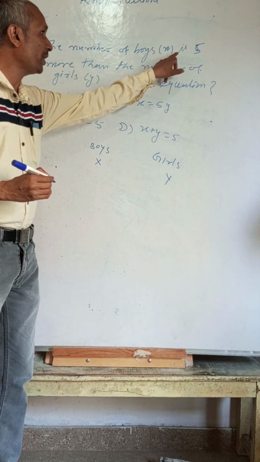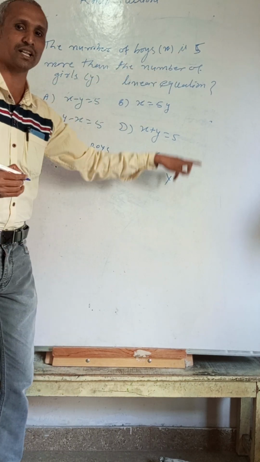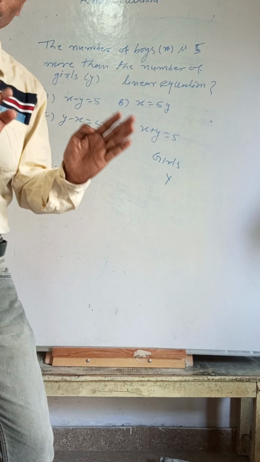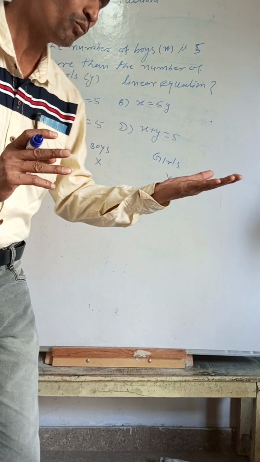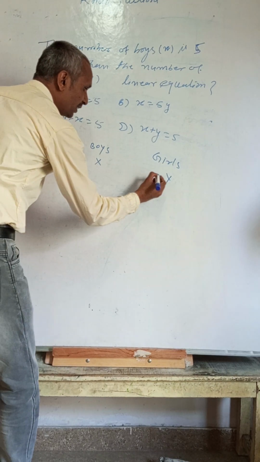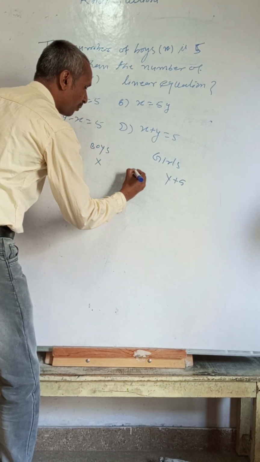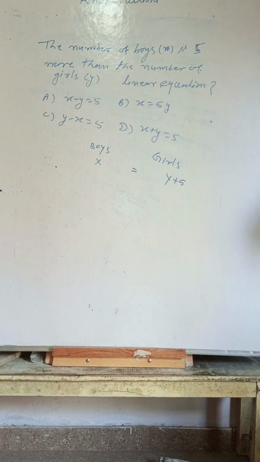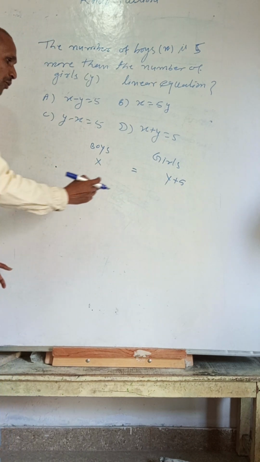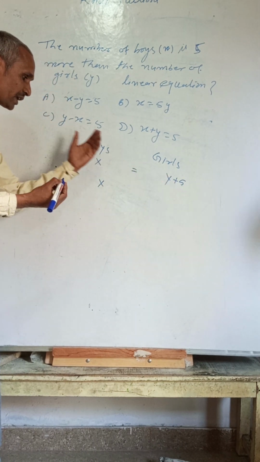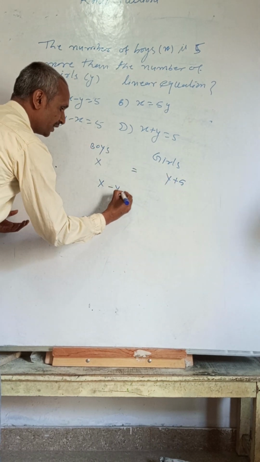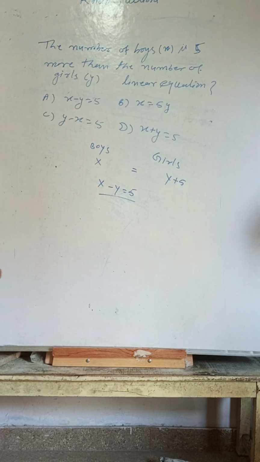In that it is telling the boys is 5 more than the number of girls. Means if girls are 1, then boys are 5. If I add the 5 on this side, then both numbers will become equal. Now this is the equation. Now we are transposing it. The y comes to the left side, then it will become x minus y is equal to 5. And this is the answer. The A option is the correct option.